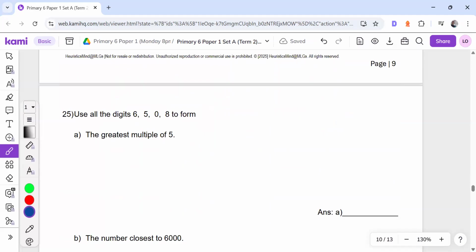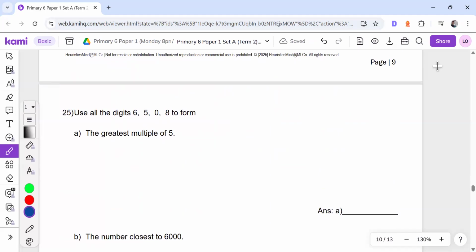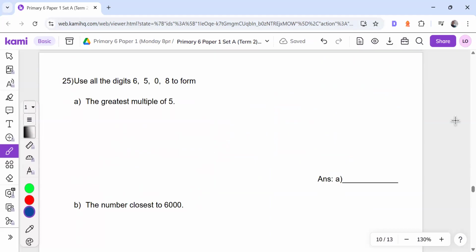Okay, next one. Now, when you do your Paper 1 exam, PSLE exam, there will be some easy questions for you to take a rest, because maybe just now was a bit hard. Now you come to question 25, it's a bit easy. It's for you to relax. So don't make any mistake here because it's quite easy.